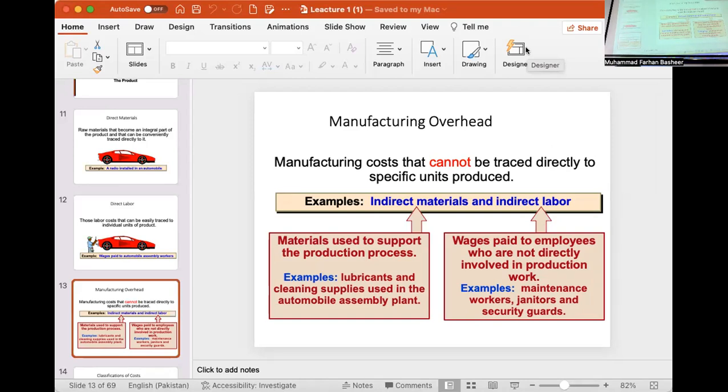Now the third cost is manufacturing overhead cost. Manufacturing cost that cannot be traced directly to a specific unit produced. Example, indirect material and indirect labor. Material used to support the production process is one example. Wages paid to employees who are not directly involved in the production process, for example maintenance workers, generators and security guards. Examples of materials are lubricant and cleaning supplies, all part of manufacturing overhead cost. Things like air conditioners can also come in here, everything which is not traceable per unit. We will stick to that particular term I told you before.